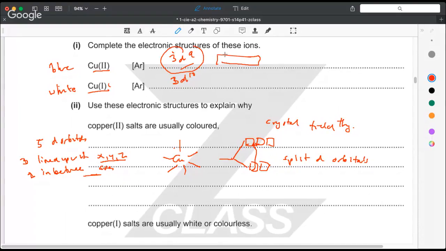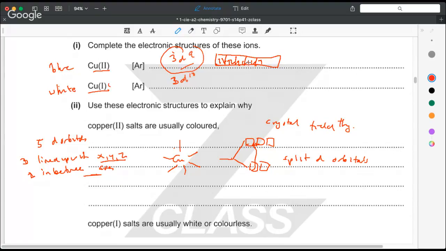If you were writing it out, 1, 2, 3, 4, 5, you'd end up, well, those d orbitals are all filled. 1, 2, 3, 4. So I've drawn one too many, haven't I? Let me draw that again. There's 5 d orbitals. I'll make it a bit bigger. 1, 2, 3, 4, and 5 at the end. And they're all filled except one, which has got a space in it.